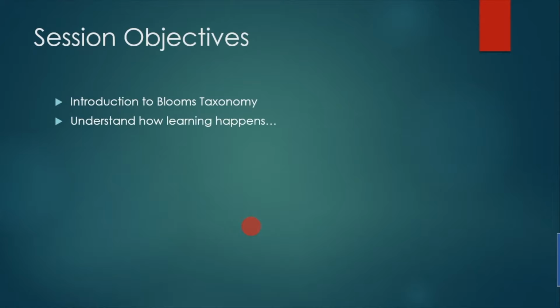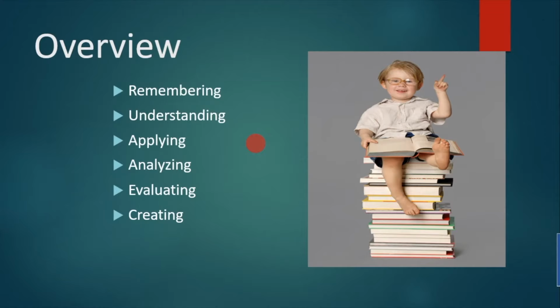The objectives of this session are an introduction to Bloom's taxonomy and understanding how learning happens. So we start with Bloom's taxonomy. Benjamin Bloom in 1956 discussed the classification of learning outcomes in six categories, namely remembering, understanding, applying, analyzing, evaluating, and creating.